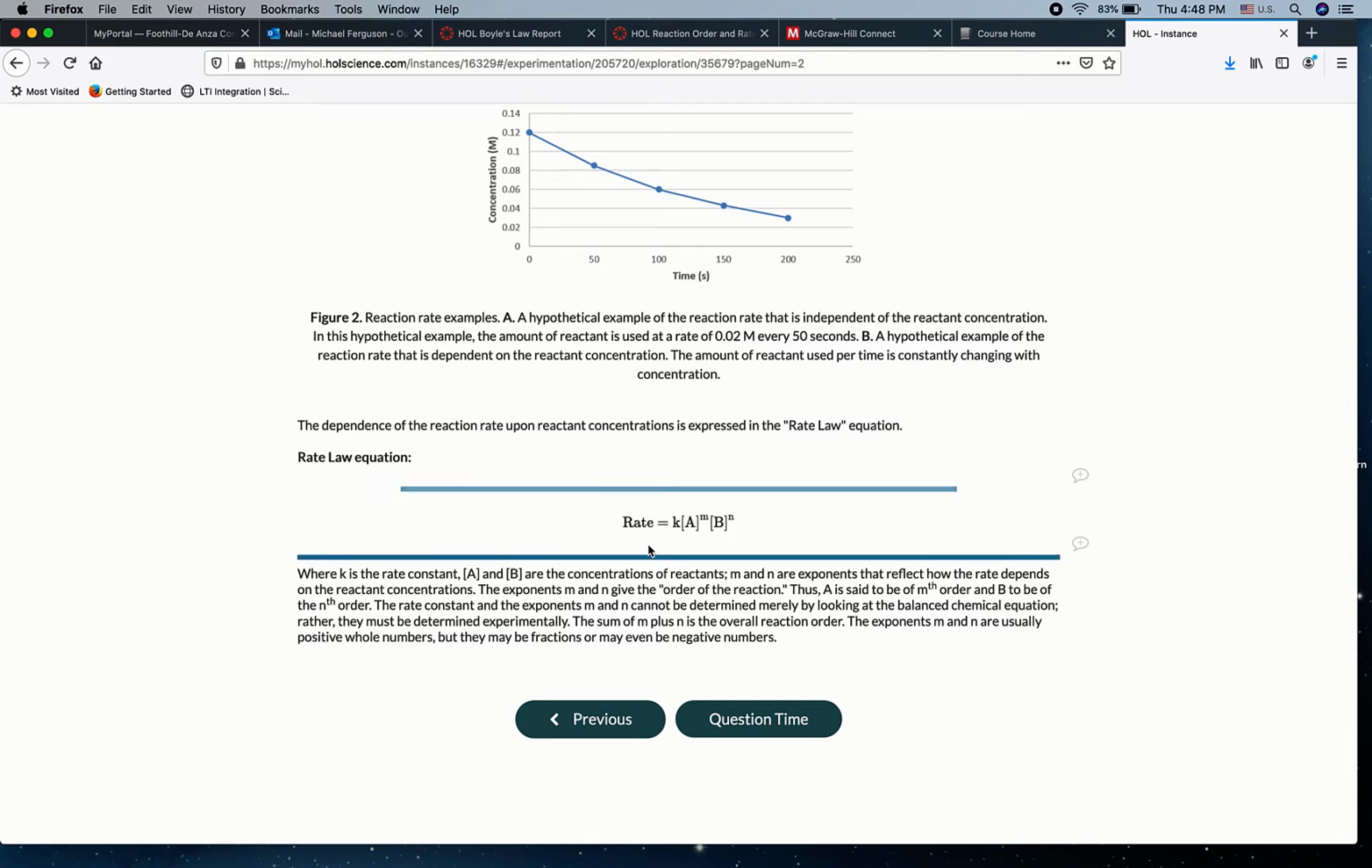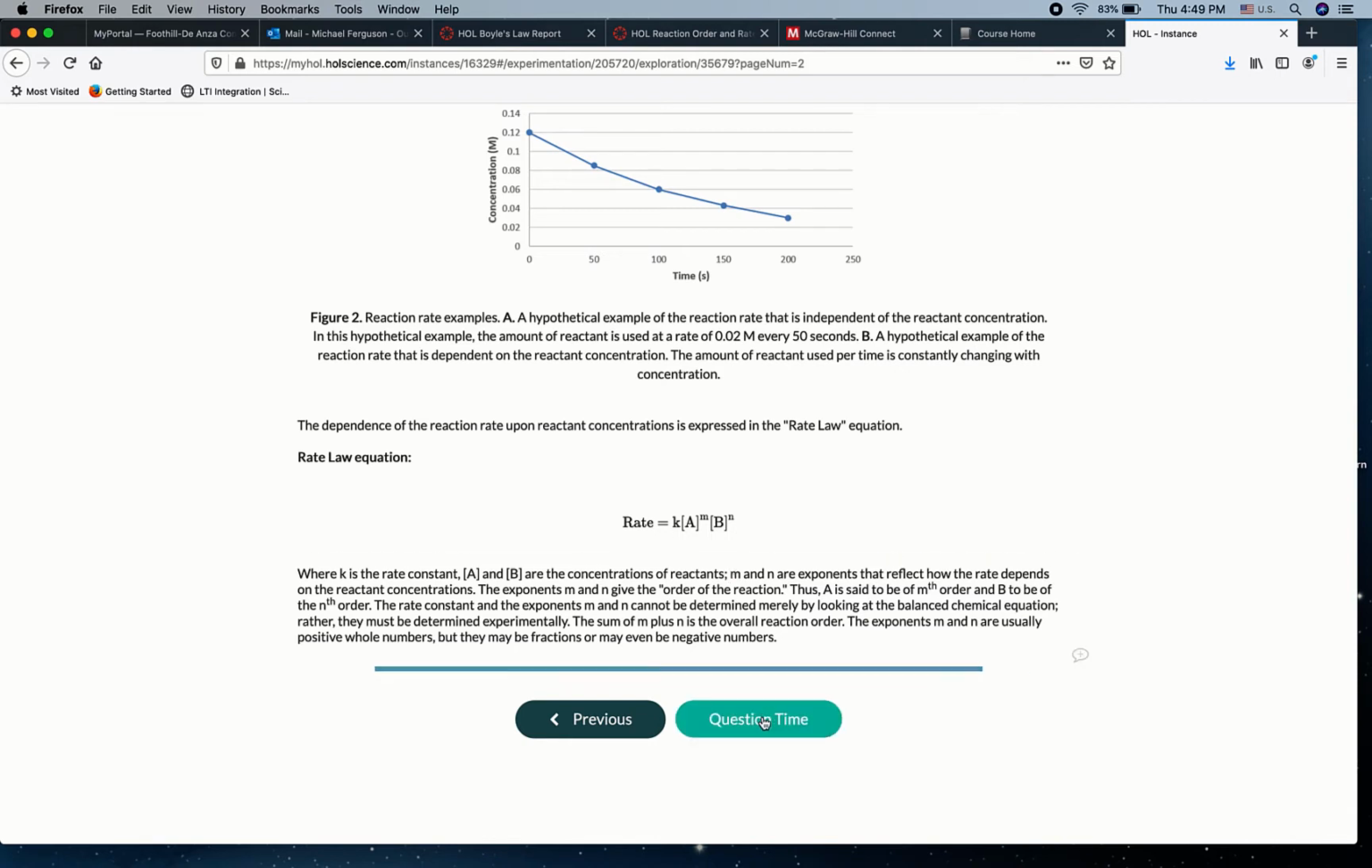And so the rate for this is going to be, the rate is equal to some rate constant times the concentration of A raised to some power of M, concentration of reactant B raised to some power of N. So with this experiment, we're going to figure out what these exponents are, M and N. And then after that, we can figure out what the rate constant is.